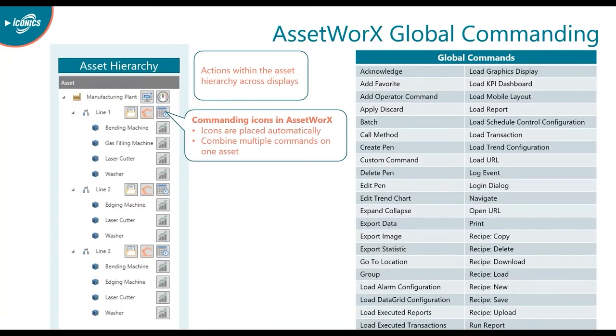Next up is the global commanding that we use on our asset hierarchy. These are actions within that asset hierarchy applying across multiple displays. So you can create in the configuration mode a command, and it can be placed on any level within your asset hierarchy. You see here we have a manufacturing plant, we have multiple lines, and within each line we have a machine level. So you can place commanding on every level of your asset tree. And as you configure them, icons are placed automatically in that tree. And you can combine multiple commands on each asset level, and these commands and icons get stacked up and they're available to you.